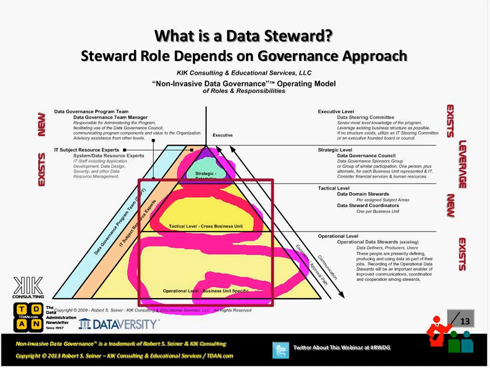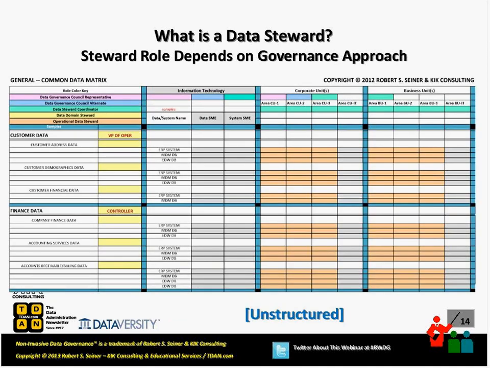First, I want to just highlight the tactical level and the operational level. So if your organization just identifies people as data stewards, you might want to differentiate between who are data stewards specifically for the data within their business areas and who are the data stewards for the data that crosses the organization. So that's the difference between the operational stewards and the tactical stewards or the data domain stewards.